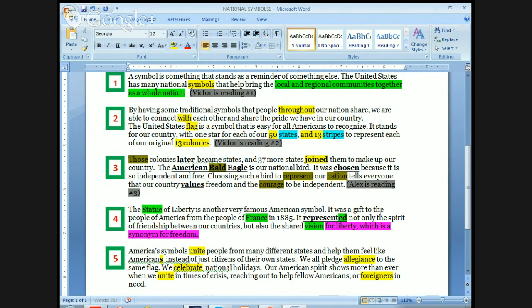Okay. So this word is unite. Say unite 5 times. Unite. Unite. Unite. Unite. And Americans. Americans has an S. Americans. Allegiance. Allegiance. Okay. Celebrate. Celebrate. Excellent. Unite. Celebrate. Unite.